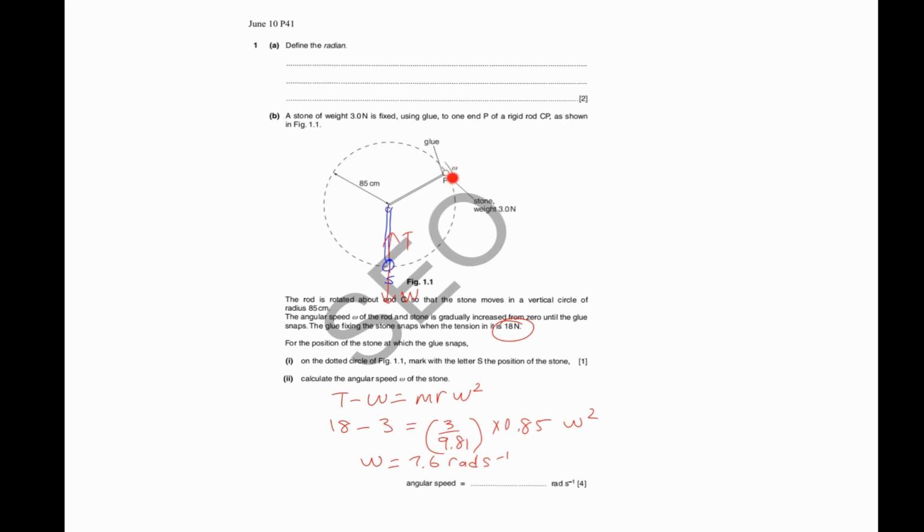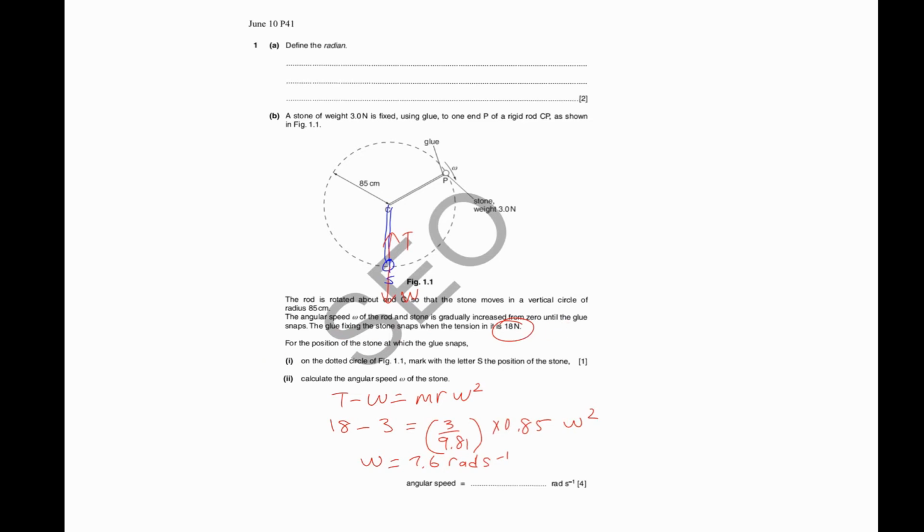So there's this glue connection between the stone and the rod. And what happens is you rotate it in a vertical circle. So you can imagine it's moving like this. And as you slowly increase the angular speed from 0, at a certain speed, the glue snaps. So the glue fixing the stone snaps when the tension is 18 newtons.